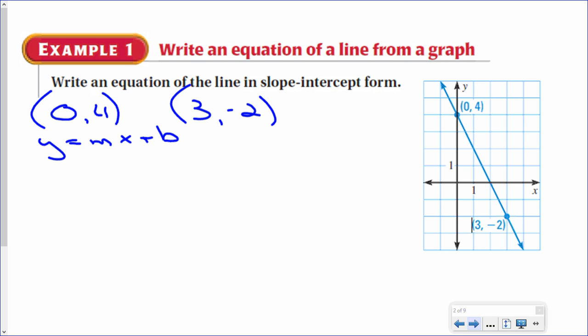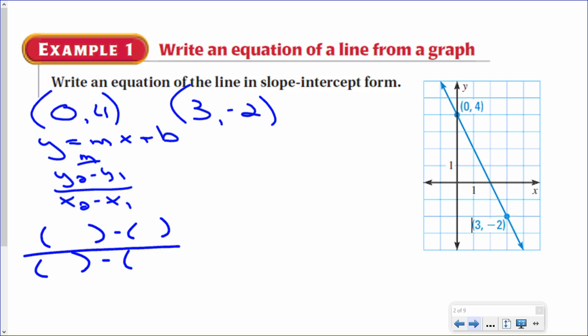When you're doing this, the first thing you want to find is your slope, and you learned how to do that from section 3.4. Slope is equal to y2 minus y1 over x2 minus x1. So the first thing again is to find your slope, find your m. Remember our labeling from yesterday, it's our x1, y1, x2, y2.